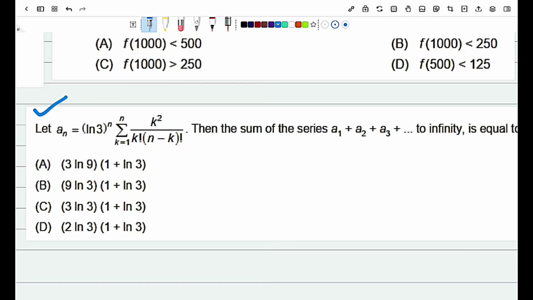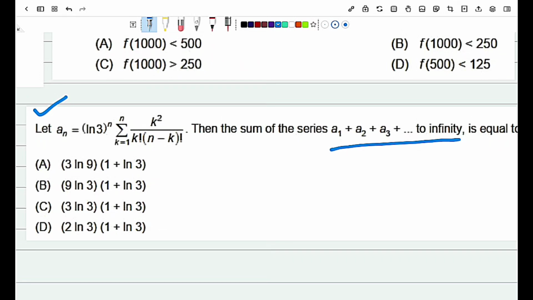So I hope you all have given a try. So let's just give a formal reading to the question. The question says that we have to assume a variable a_n such that it is equal to ln of 3 to the power n multiplied by the summation of k equal to 1 to n, k squared divided by k factorial into (n minus k) factorial, and this is the summation that we have to find out, right?